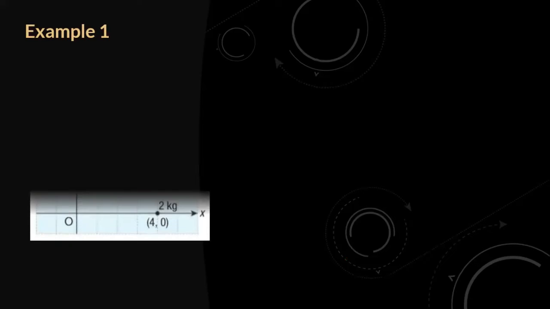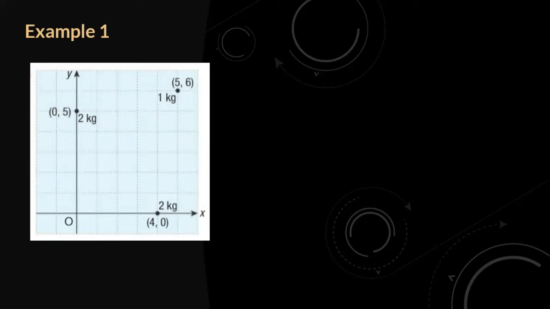Okay, students, to make it clear about this material, we go to the example. Example 1. Okay, look at this system. There are three masses here, 2 kilogram, 2 kilogram, and 1 kilogram. The question is, find center of mass with respect to x-axis. That's very easy, right? Okay, you're going to answer this question.